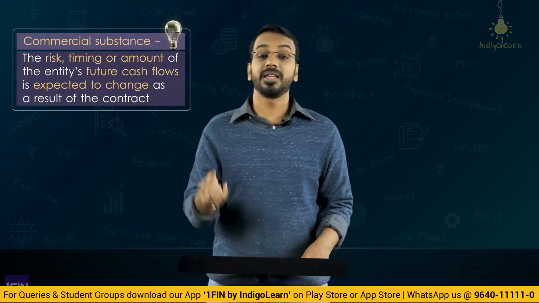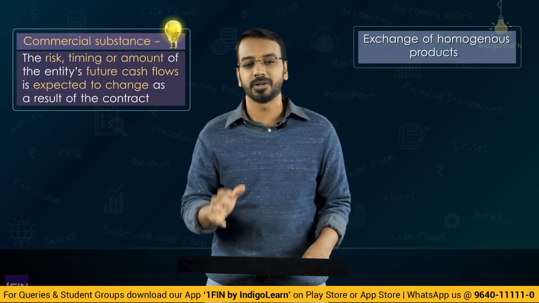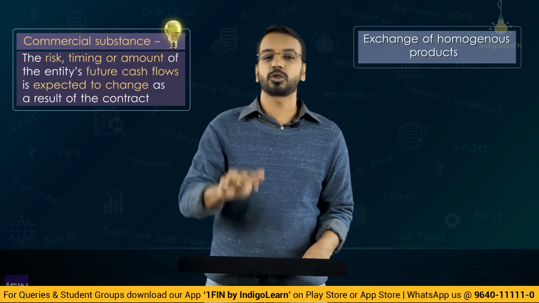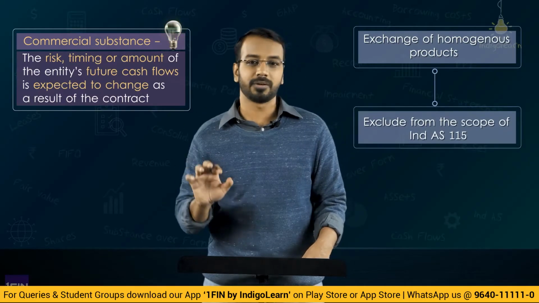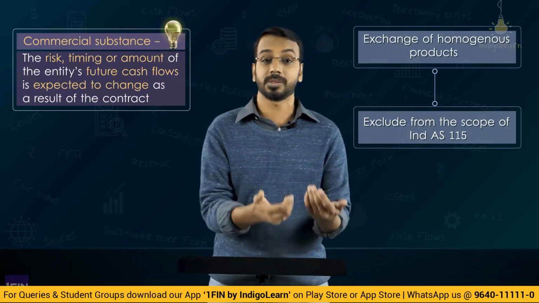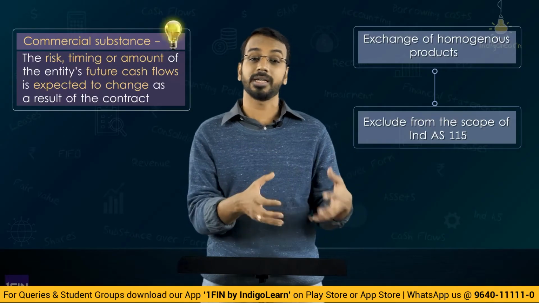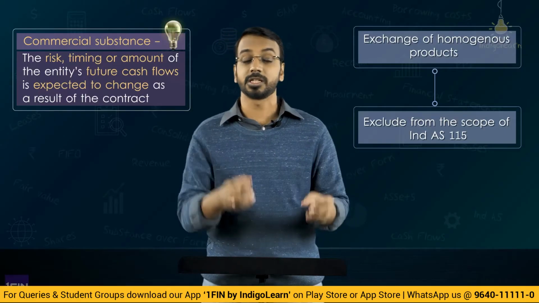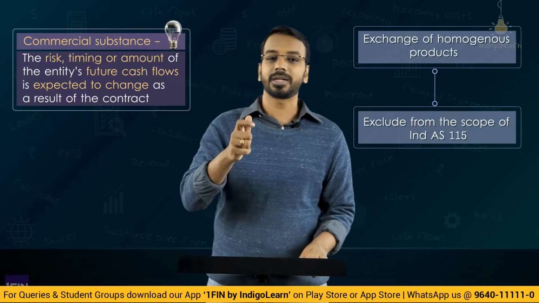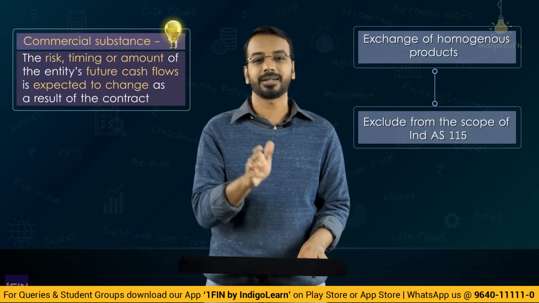And please note, if there are exchange of homogeneous product for facilitation to supplies to customers, then Ind AS 115 excludes those contracts from the scope itself, okay? Now, I gave you the example of oil exchange just to explain you the commercial substance, right? So, if there is exchange of product which are homogeneous, same quantities, then it does not have commercial substance. But if there is an outright sale independently, then each contract will be recognized as a contract under Ind AS 115.